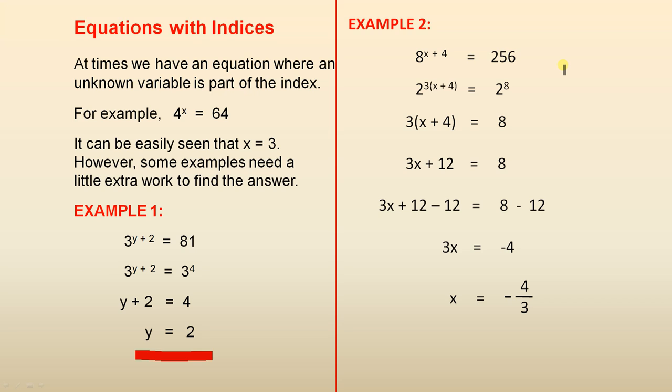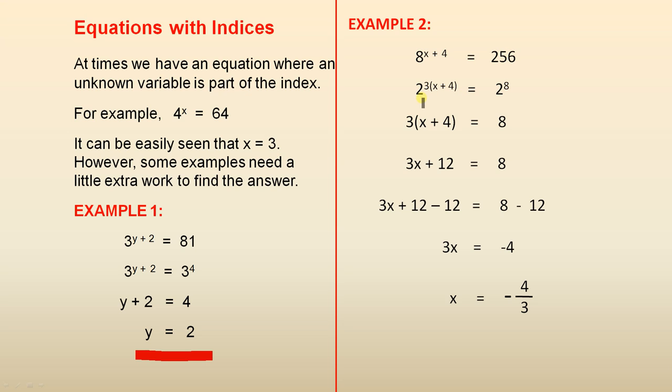Example 2. 8 to the power of x plus 4 equals 256. Now this one's slightly more involved, but look at the trick here. Can you see how 8 is 2 cubed? So that's 2 to the power of 3 outside of x plus 4, so that left-hand side is finished. Now if we can write 256 as a power of 2, that's exactly what we want, and we can because it's 2 to the power of 8.